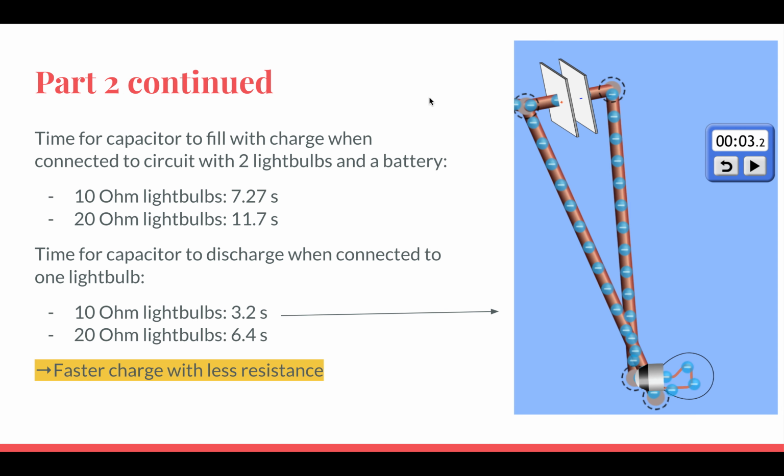Part 2 continued, just playing around with some of the circuits. I found out that the capacitor was slower to charge when it was connected to a higher resistance light bulb, and it was also slower to discharge when connected to a higher resistance light bulb. So we can conclude that a faster charge happens with less resistance.